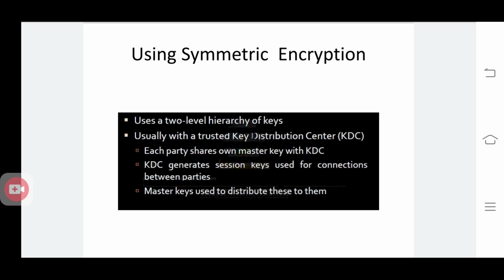So each party A and B shares its secret key or master key with the KDC. By using these master keys, the KDC generates a session key that is actually used for the connection between the two parties. Master keys are used to distribute these.